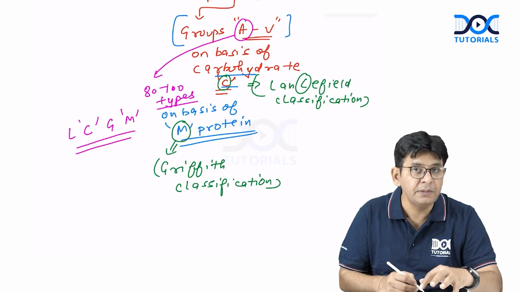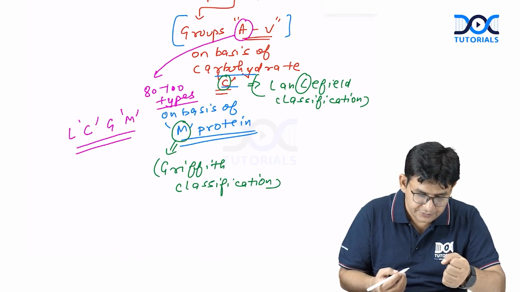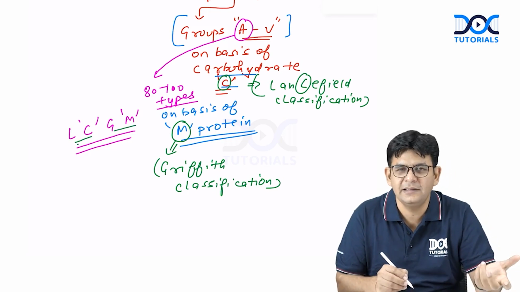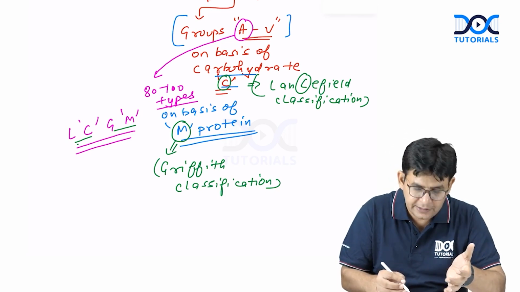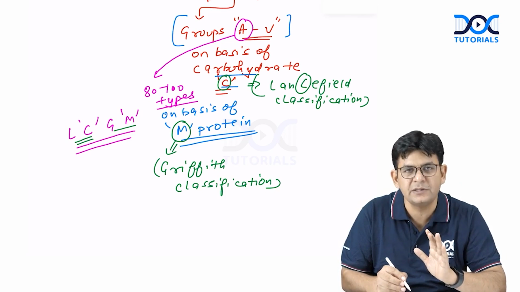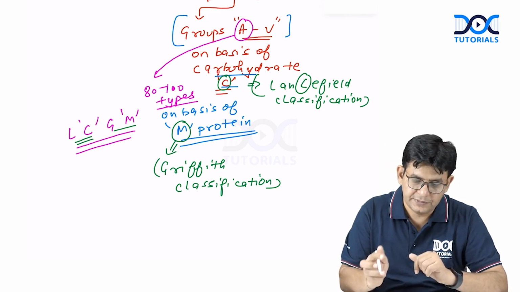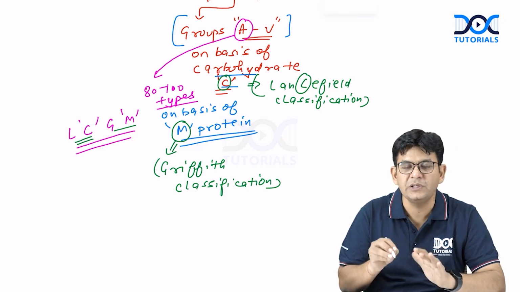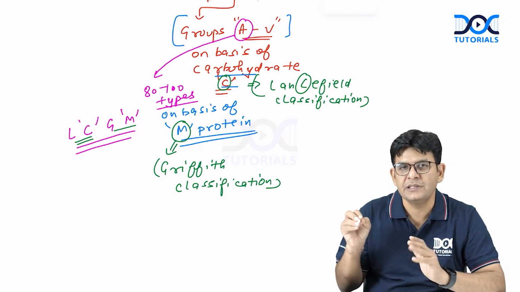And how to remember? This particular thing I made up in my Lucknow class. Remember like this: Lucknow city, good morning. You can make anything like that, but these things stick to your mind. So that's why I'm saying it. The Lancefield is based upon carbohydrate C and Griffith is based upon M protein. Is it fine? So this classification, Lancefield and Griffith, is based upon these structures, which also play the role of virulence in the Streptococcus pathogenesis.